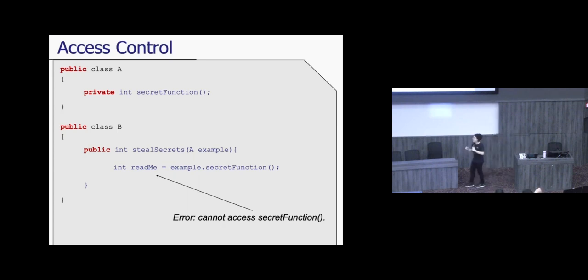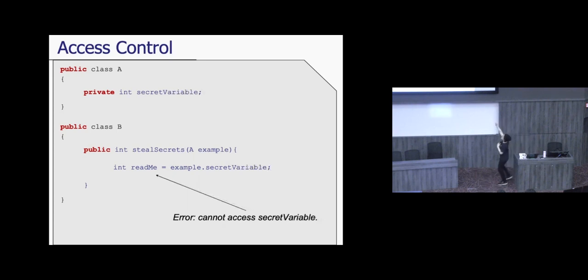Anyway, class A and class B. Let's say class A has a private secret function that returns an integer. This might be how we want to call the function. We take example, which is an instance of class A, and we want to call the method secret function. To do that, we take the variable name, place a dot in front of it, and then write the name of the function. The reason this is an error, hopefully you're following along, is that the method is private. So this is not allowed.